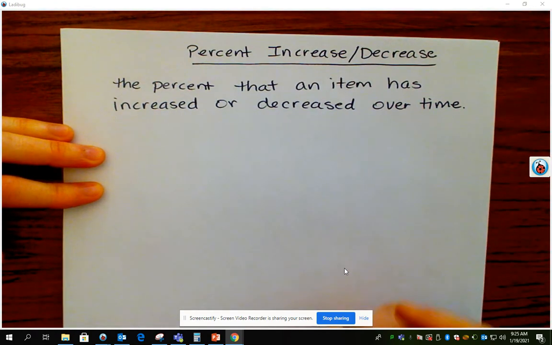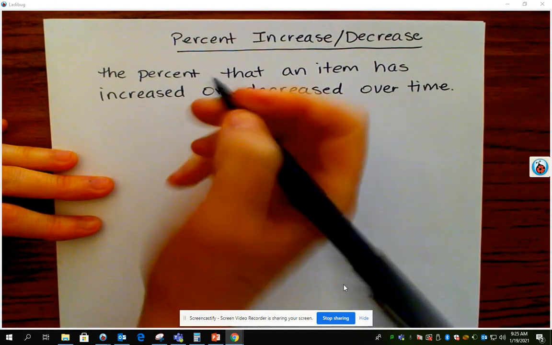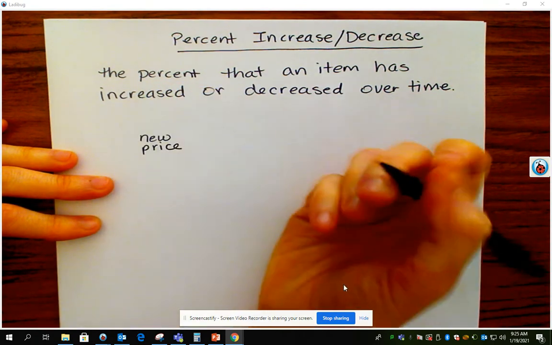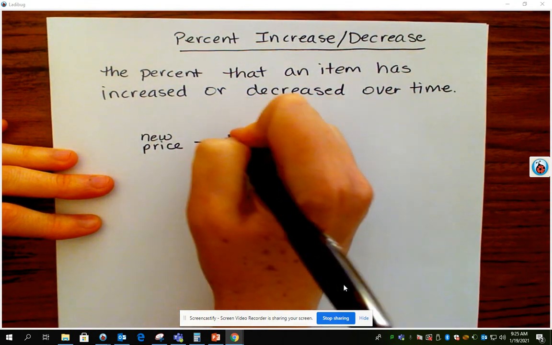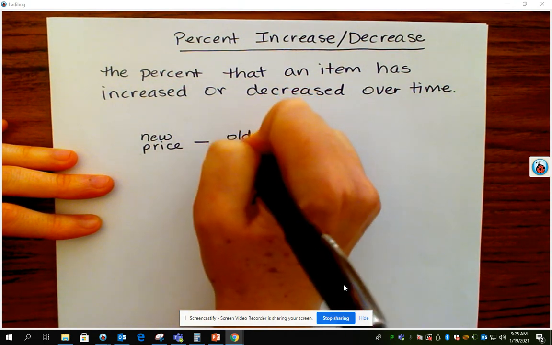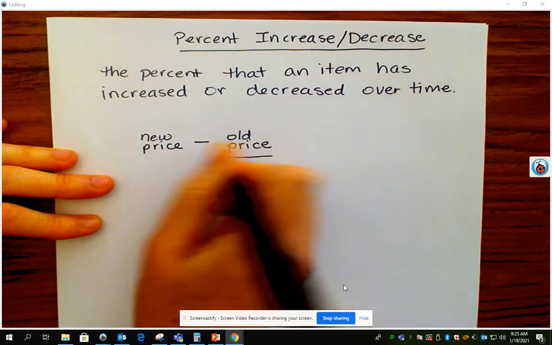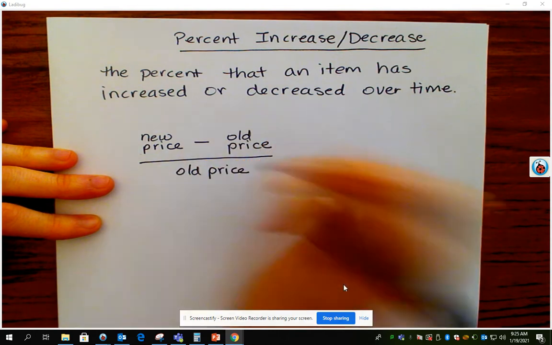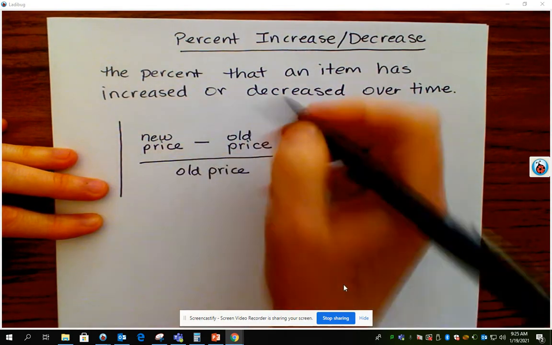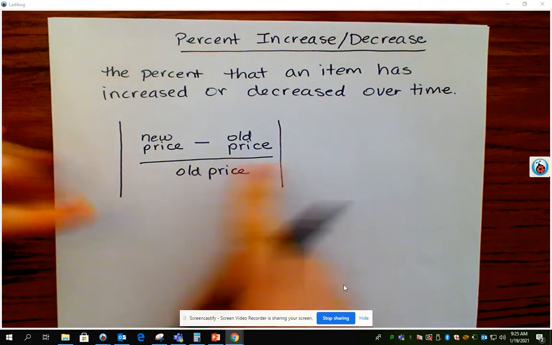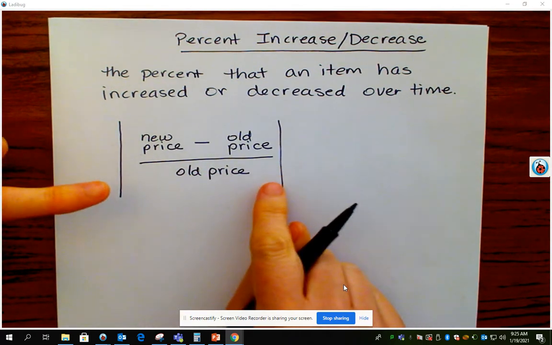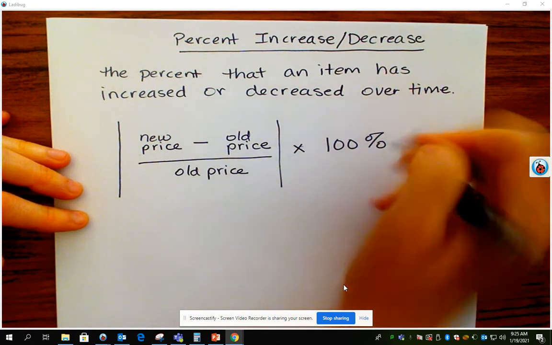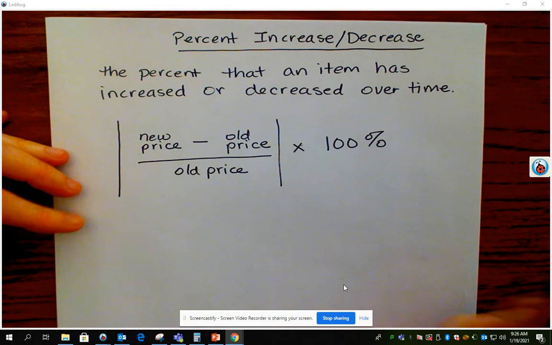And to calculate this, we use a formula like this. We're going to take the new price or the current price of the item. We're going to subtract from that the old price of the item. We're going to divide the answer by the old price. And we're going to take the absolute value of that. So whatever answer here, we will put in absolute value bars. It will be positive, and then we'll be multiplying by 100%. So you'll multiply by 100 and then put a percent sign.